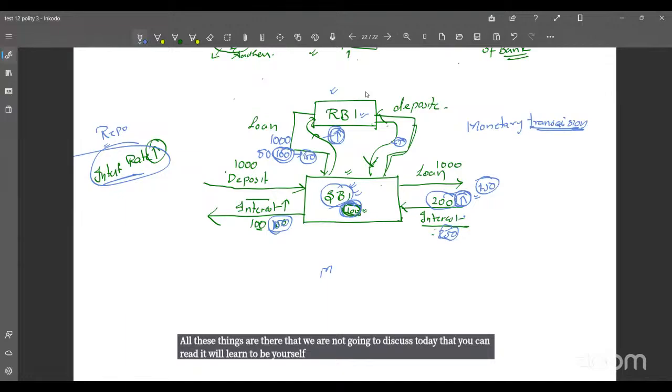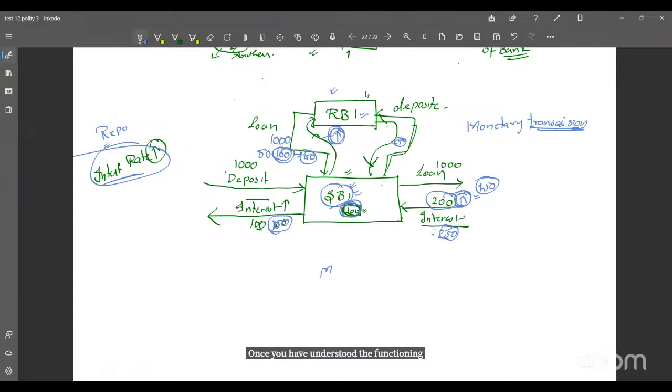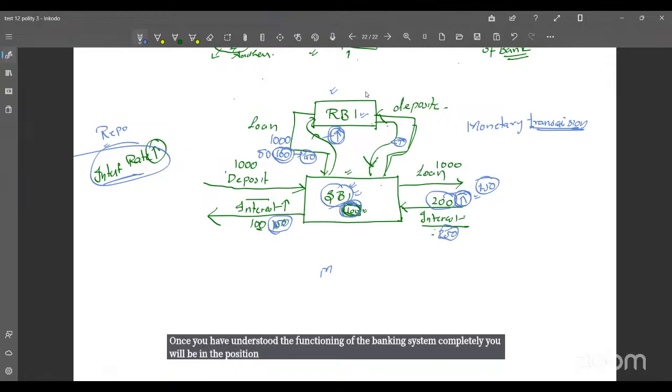What we are going to learn today is how this actually functions, the functioning of the RBI. The functioning of the bank is what we need to understand. Once you have understood the functioning of the banking system completely, you will be in the position to understand all those concepts by reading it by yourself.